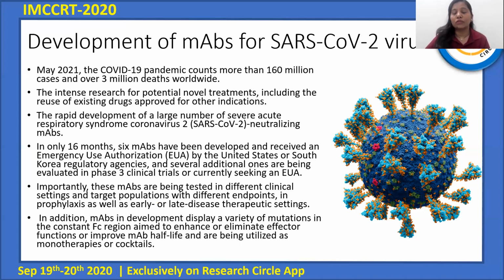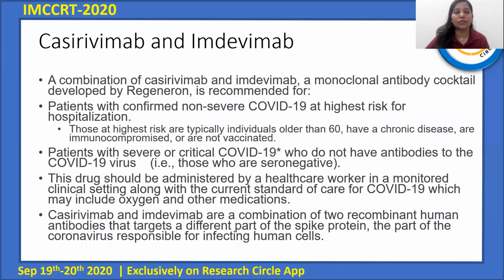The monoclonal antibodies which are given during the pandemic for COVID-19 patients are casirivimab and imdevimab. A combination of casirivimab and imdevimab, a monoclonal antibody cocktail developed by Regeneron, is recommended for patients with confirmed non-severe COVID-19 at highest risk for hospitalization, and those at higher risk are typically individuals older than 60 years who have a chronic disease or are non-vaccinated.